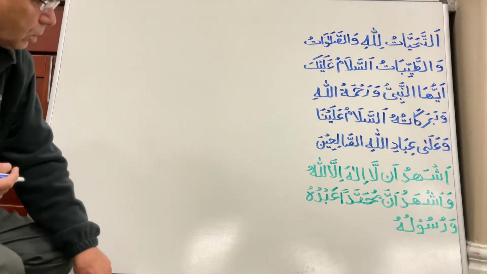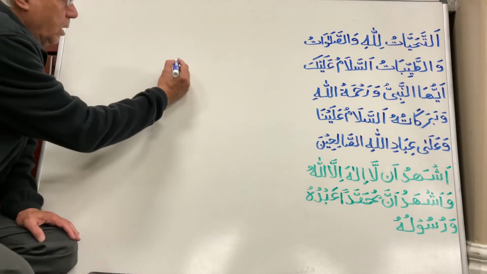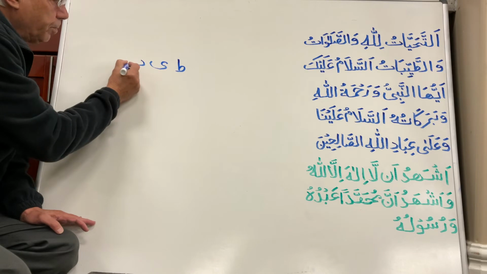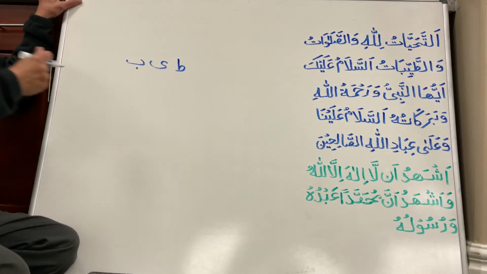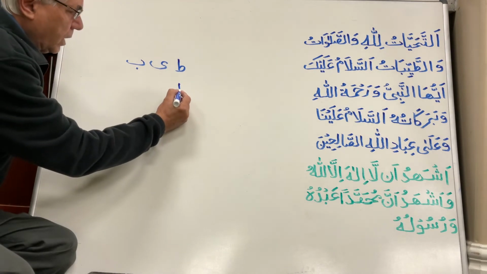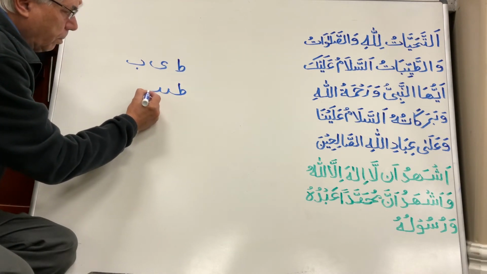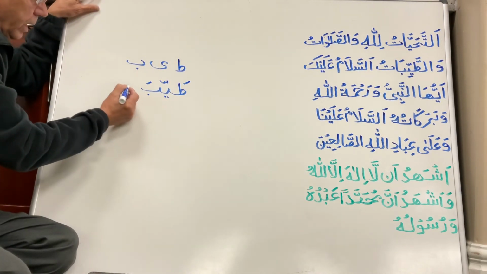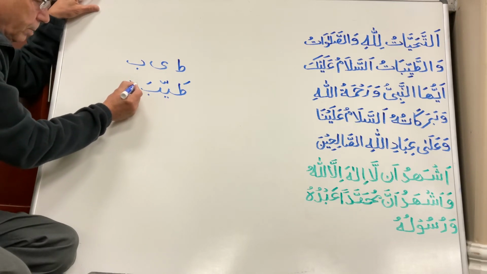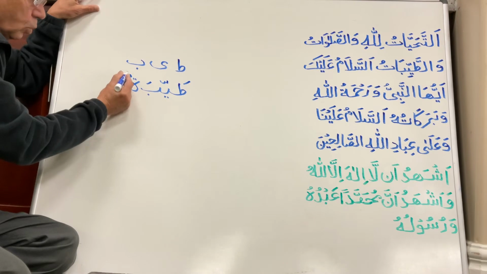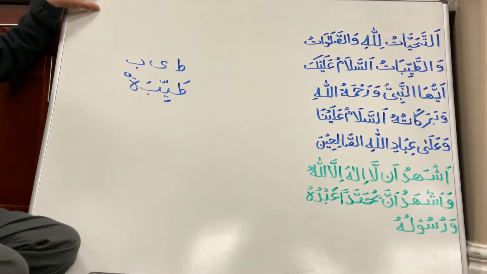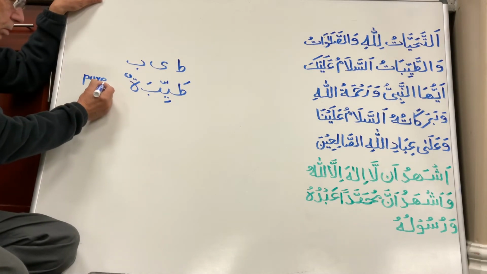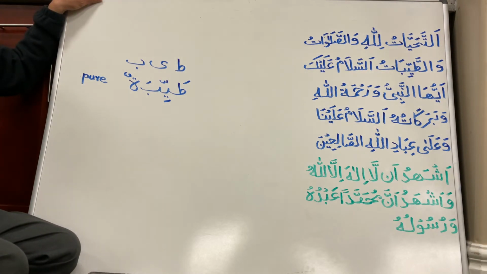Now, let's look at the third one. Root letters are ta, ya, and ba. This means to purify. So we make the noun this way: tayyib. It's a feminine word, so I'm going to put a ta marbuta at the end with two pesh. So what is tayyibatun? Tayyibatun means pure. Anything that can be pure is tayyib. Full word is tayyibatun. It's a feminine word.